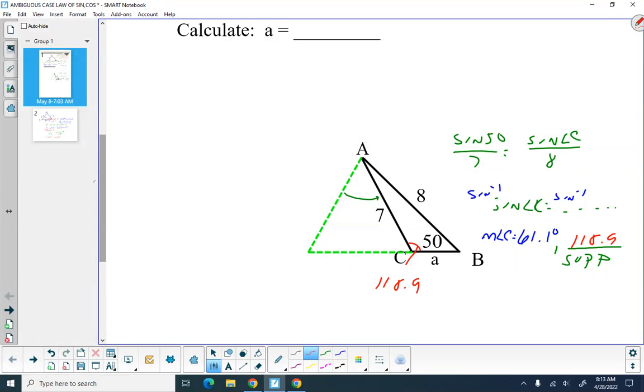If this measure of angle C is 118.9, the measure of angle B is 50 degrees. What's that leave for the measure of angle A? We have 50 degrees, 118.9. What's that leave for the measure of angle A? Ella? 11.1.